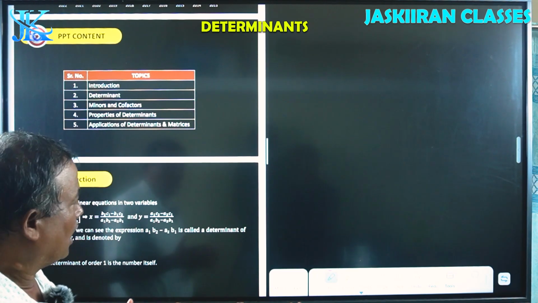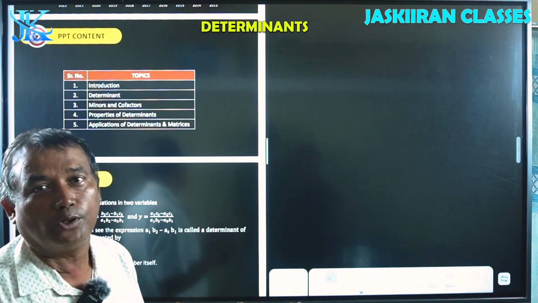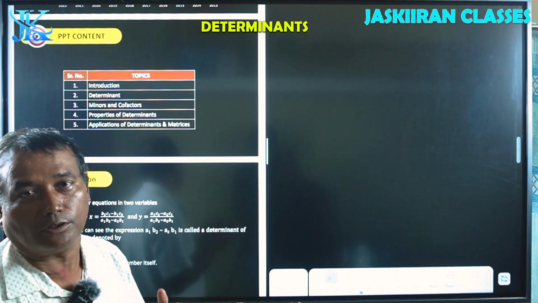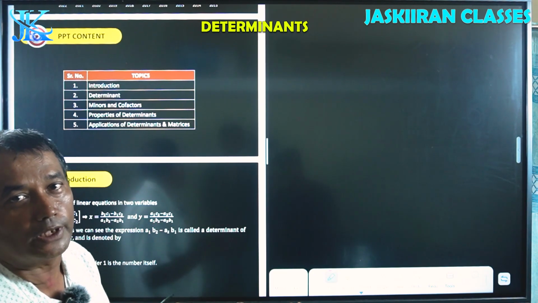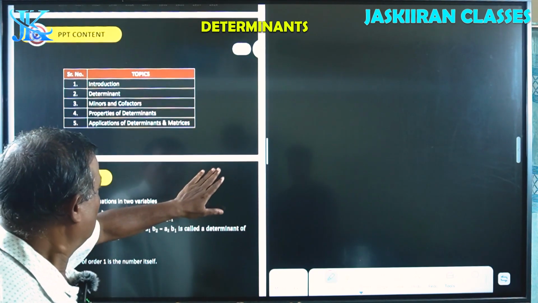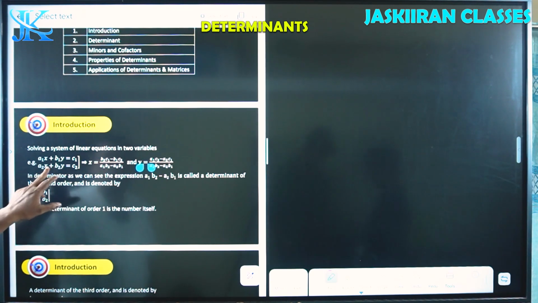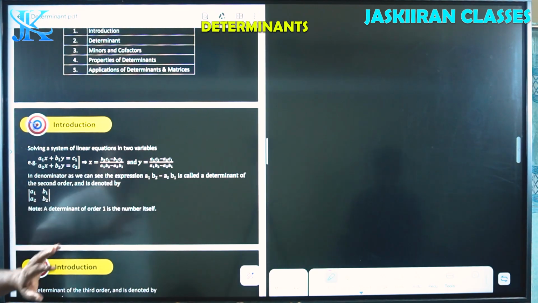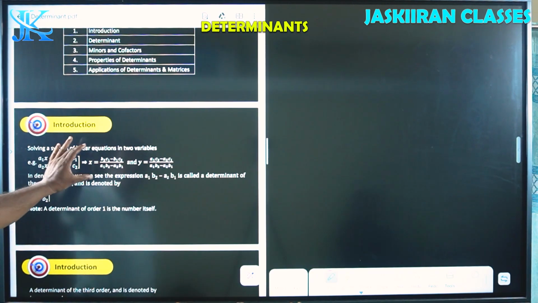So actually, how do we derive determinants and matrices? They aim to solve a system of linear equations, so they are derived from linear equations. Let us consider the system of linear equations a1x + b1y = c1 and a2x + b2y = c2, from which we get the values of x and y.